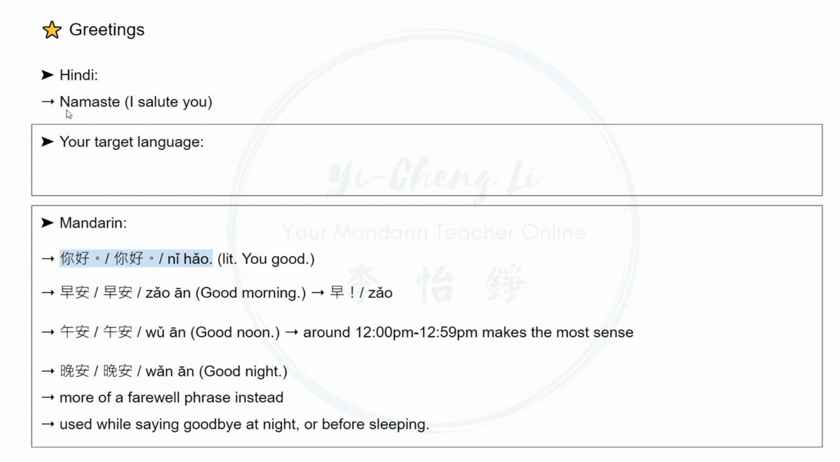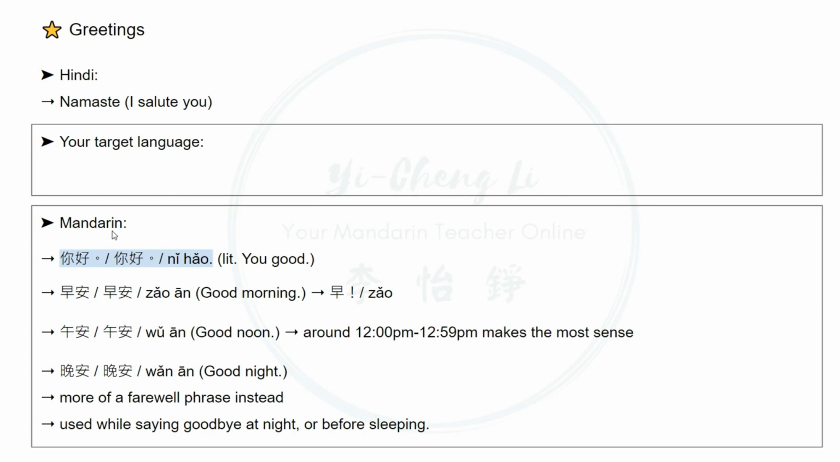So enough rambling. Let's practice. Hindi version, namaste. Namaste. Your target language, what are you learning? Make sure you write down your answer in the comments down below and let's share it together. Maybe because you comment down below, I will get to learn a new language greeting way from you.